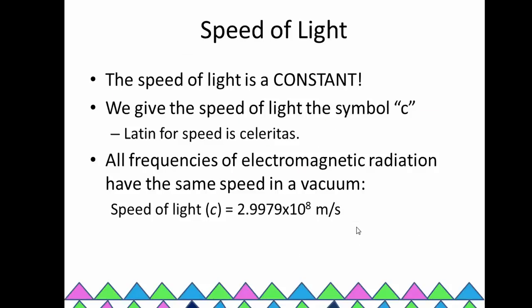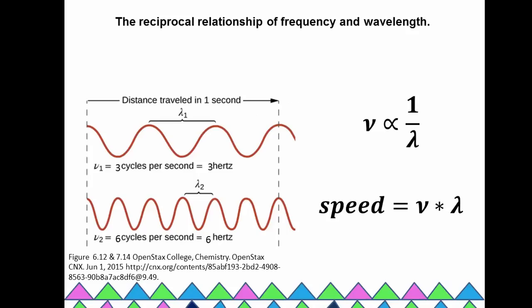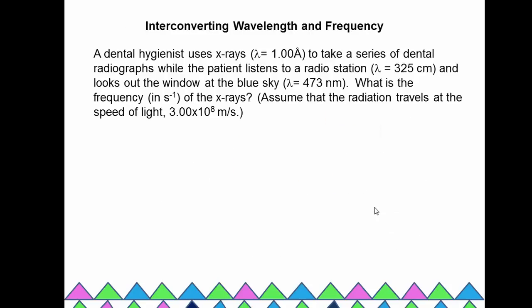Because the speed of light is a constant, like we said, we can use this equation: speed is equal to frequency times wavelength, and just substitute c in this equation. I wanted to show you an example. So speaking of dental hygienists, we're just going to be specifically talking about the X-rays. The X-rays have a wavelength of 1 angstrom. This is the same as 1 times 10 to the negative 10th meters. It's just asking, what is the frequency of the X-rays in hertz?